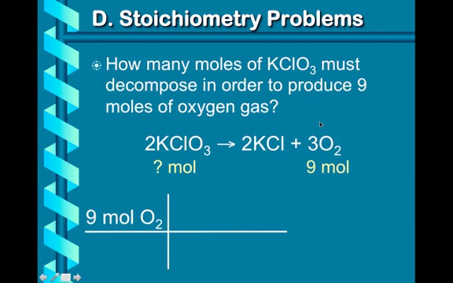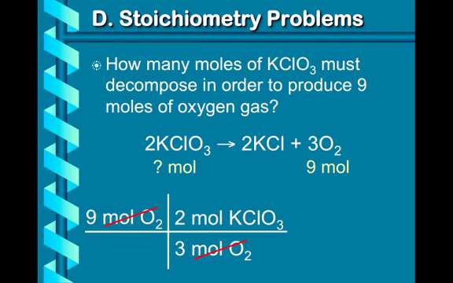And our mole ratio is for 3 moles of oxygen, you must have 2 moles of potassium chlorate. So in order to produce 3 moles of oxygen, you have to have 2 moles of potassium chlorate. We set that up in our box like this. Remember, moles of oxygen has to go on bottom, so it'll cancel. This says for every 3 moles of oxygen produced, we must have 2 moles of potassium chlorate. Moles of oxygen cancel. 9 times 2 is 18 divided by 3 equals 6 moles of potassium chlorate.